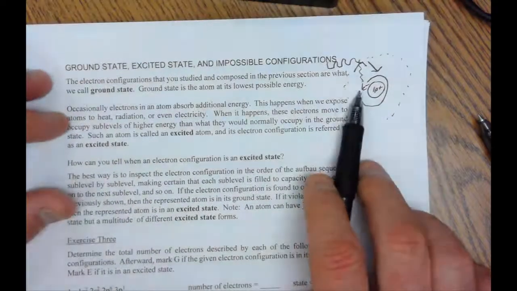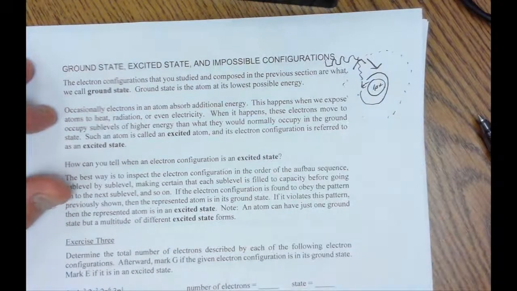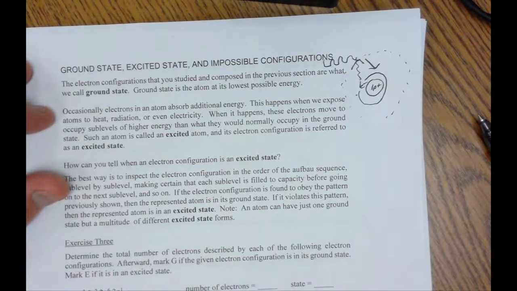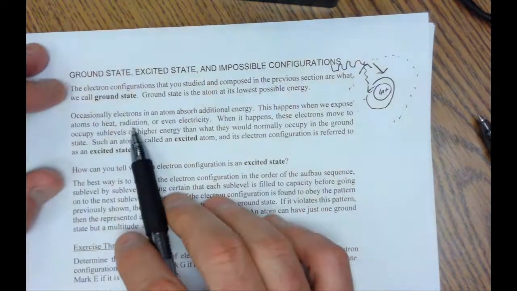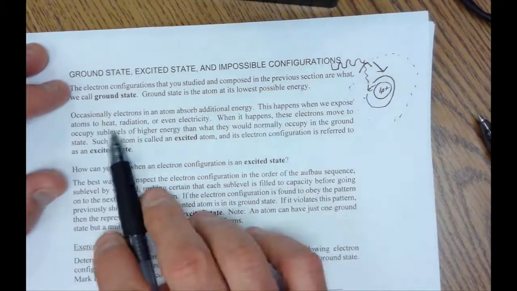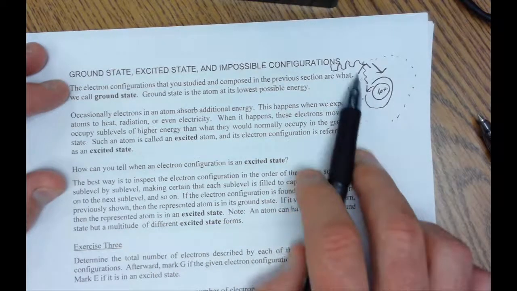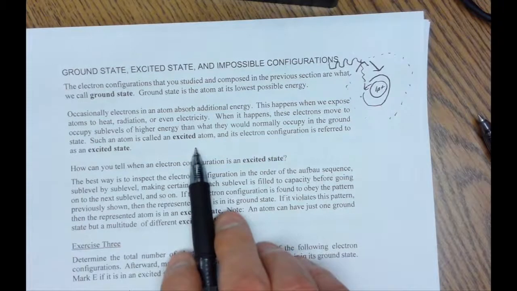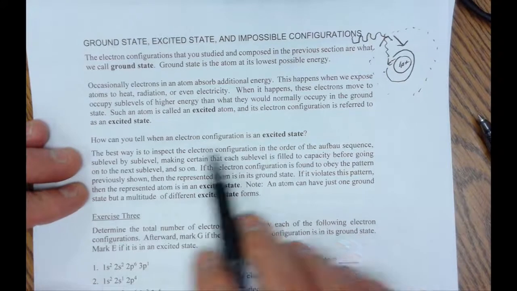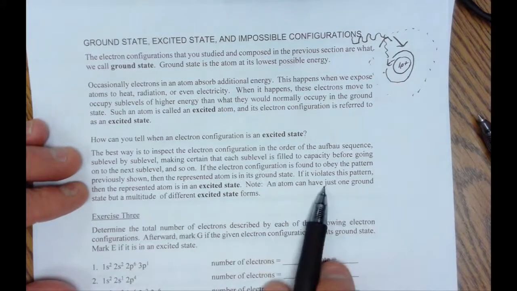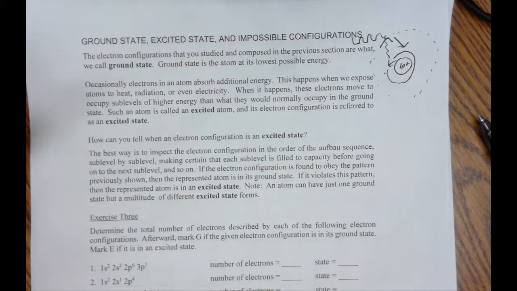Now, this happens when fireworks go off and the metal burns. It emits a certain particular set of wavelengths. We perceive all of those wavelengths from the individual electrons jumping as a color. So just keep that in mind. So heat, radiation, even electricity, when it happens, these electrons move to higher energy levels, what we call their excited state. How can you tell if an electron configuration is an excited state? Well, everything about that electron configuration works, except you have a break. You have one that's higher than it should be.